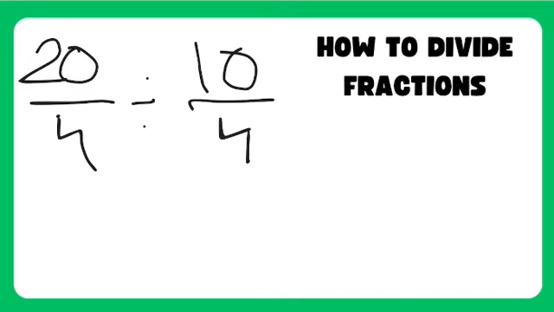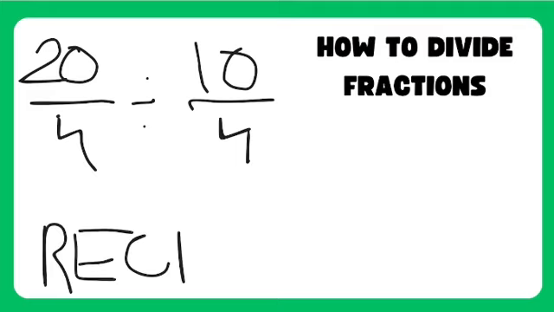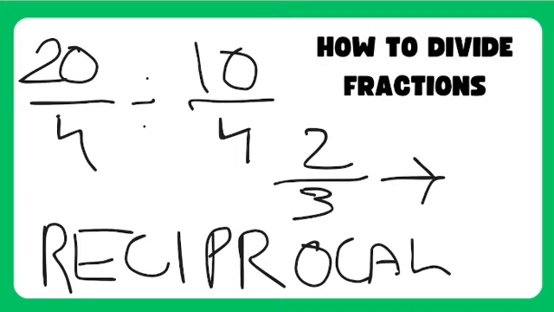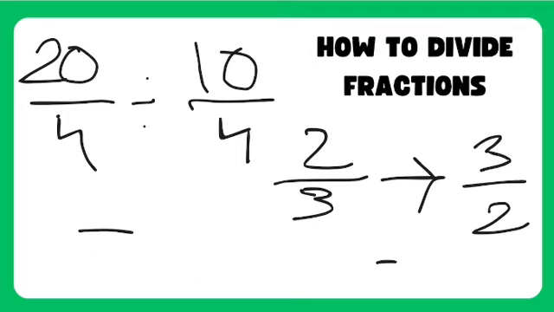Division is like multiplication but not multiplication. So we have to do something called reciprocal. This is a kind of fraction. So let me just write it here. Reciprocal. So reciprocal, it is the inverted version of a fraction. For example, let's say we have a fraction 2 over 3. Invert it and we get 3 over 2. It's just swapping the numerator and denominator.